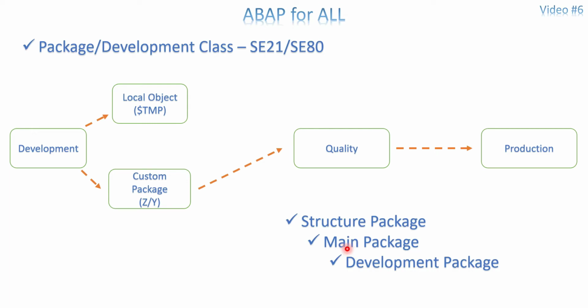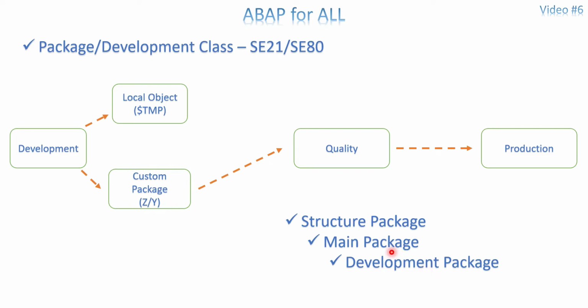For example, an object is a table or a program under a main package, or under a structure package. No, you can't do it. So what you have is a structure package. A structure package can have n number of main packages, and under a main package, n number of development packages. Under a development package, you can have the object. Okay, so this is the hierarchy.